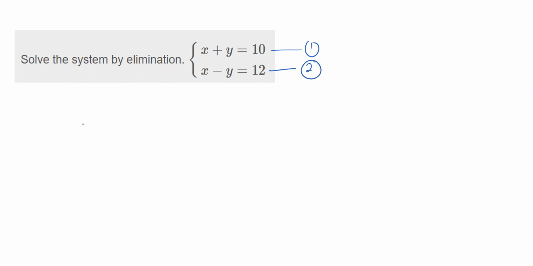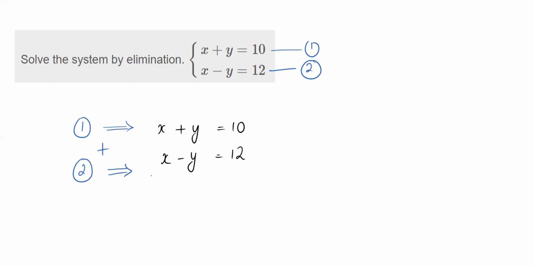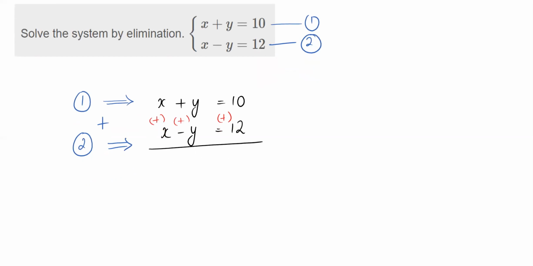So let me just write that out here. Equation 1 plus equation 2. x plus y equals 10. x minus y equals 12. We're adding these two equations. I put that so that it draws your attention to add them. They are lined up nicely as per their like terms, so you can just add them vertically down.